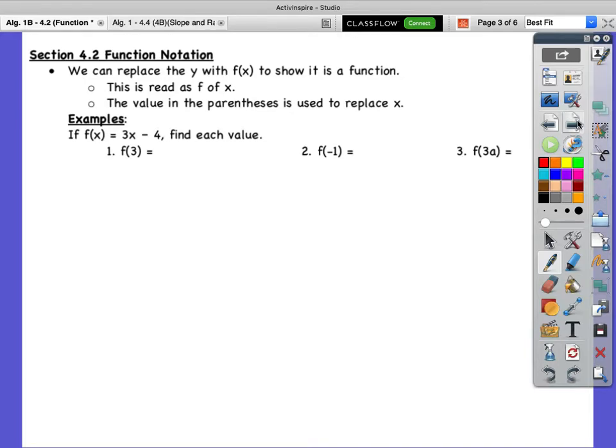Last class, we talked about this idea of function notation. Okay? Or functions, not function notation. Remember functions. We said functions were a more specific type of relations. Just like sophomores are a more specific type of high schoolers. Okay? Functions are a more specific type of relations.